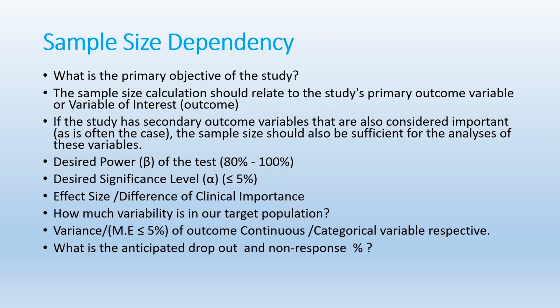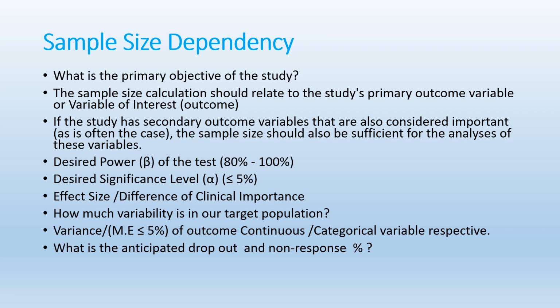Sample size dependency. What is the primary objective of the study? The sample size calculation should relate to the study's primary outcome variable or variable of interest. If the study has secondary outcome variables that are also considered important, the sample size should also be sufficient for the analysis of these variables.